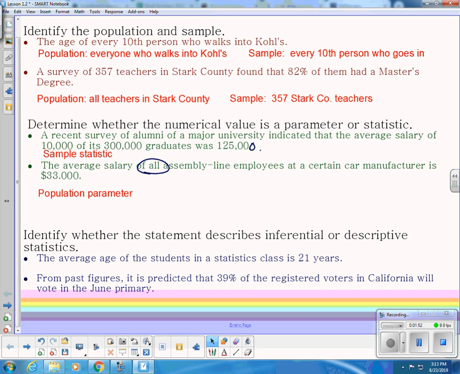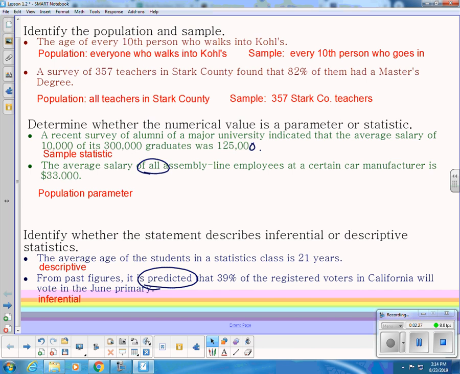Identify whether it's an inferential or descriptive statistic. Well, descriptive statistics is just telling you the numbers. What was counted? What was observed? The average age of students in the statistics class is 21. Well, that's it. They're just describing the average age. So that is going to be descriptive. From past figures, it's predicted that 39% of registered voters in California will vote in the June primary. The word predicted is giving you the clue there. They are using information to infer something, predict something.